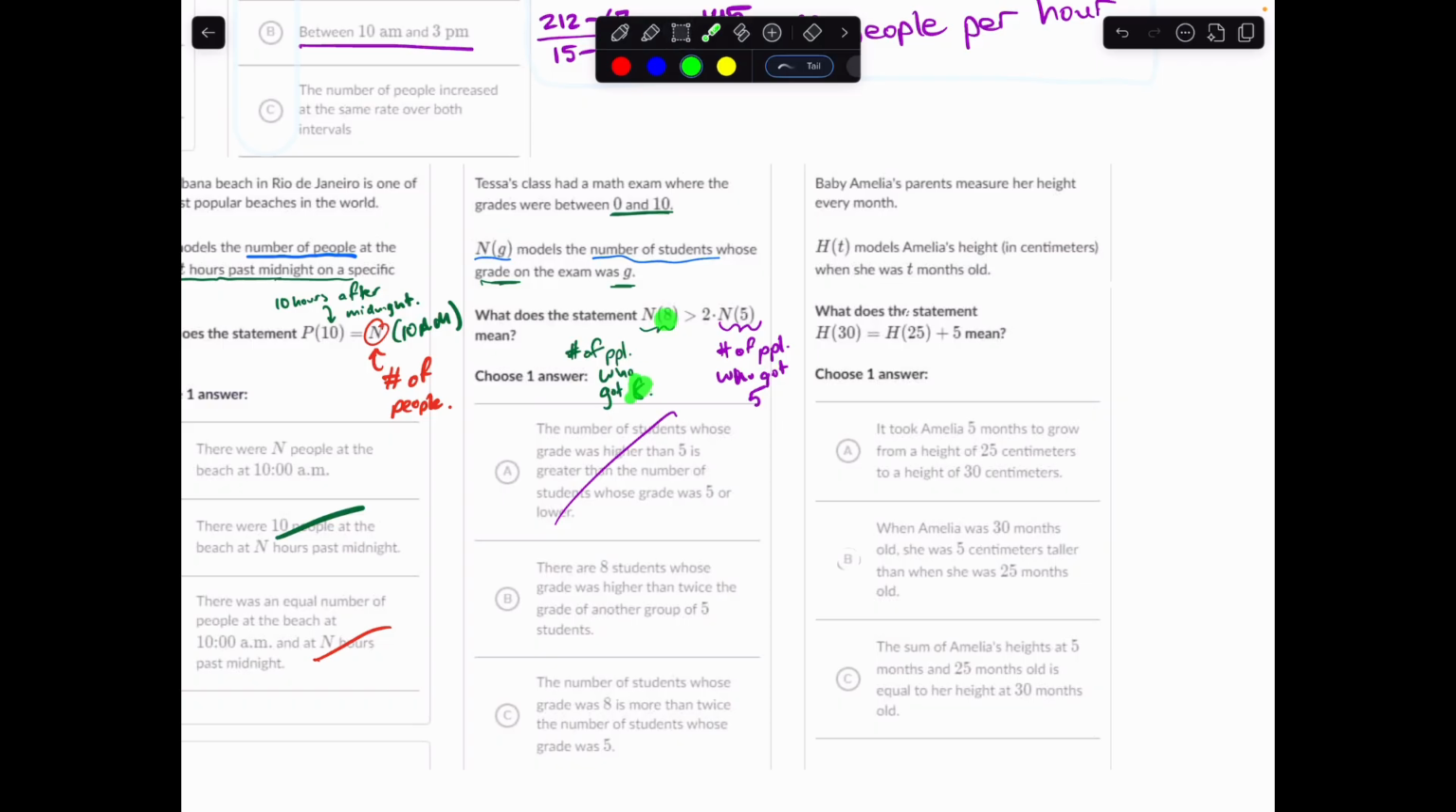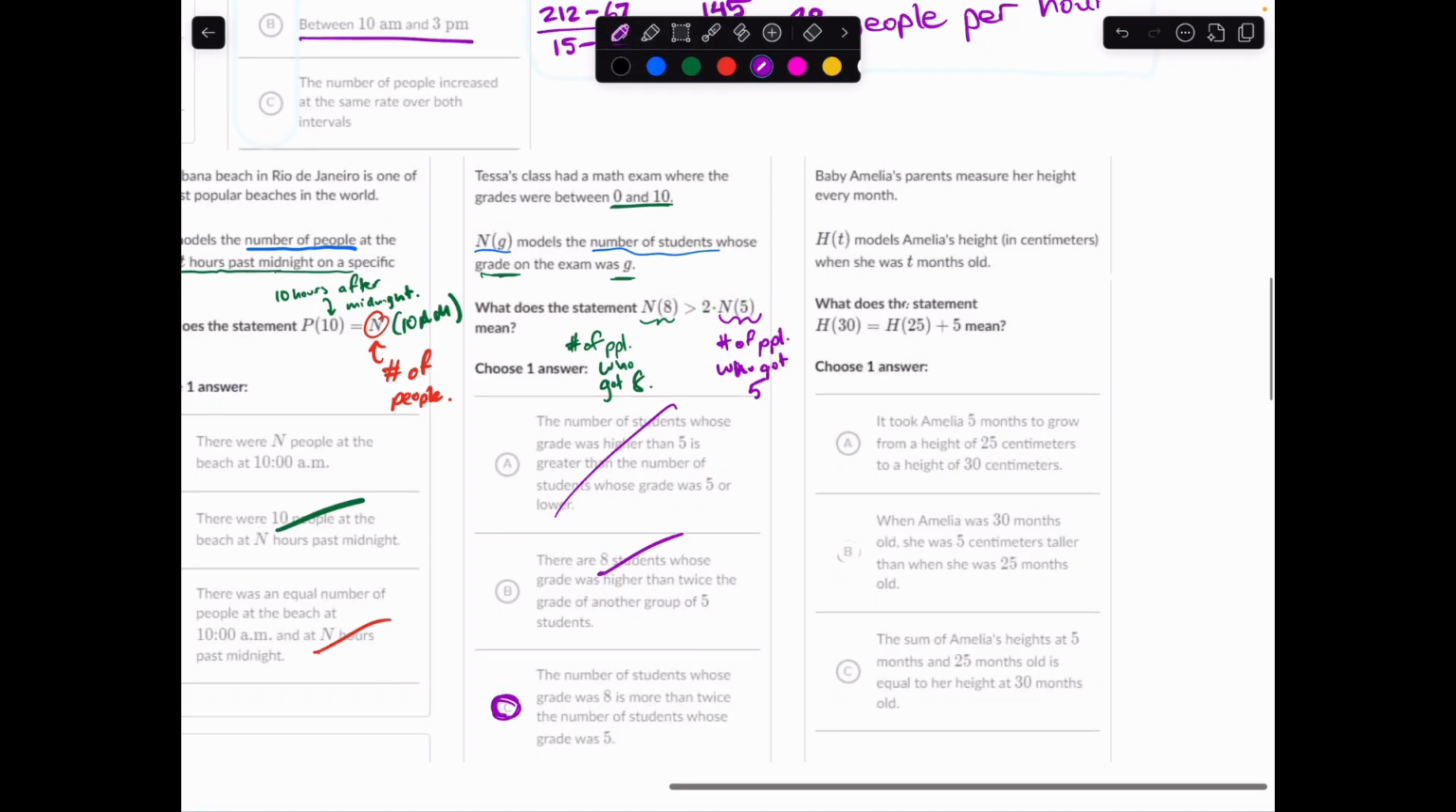8 was a score. 8 was a value for G. 8 was not a number of students. So that's not it. Let's check our last one. Hopefully that works. The number of students whose grade was 8 is twice more than the number of students whose grade was 5. Well, yeah, that's it. The number of students who got an 8 is greater than twice the number of students who got a 5. So that's it. Awesome. Try the last one on your own, and then come back and check your work.